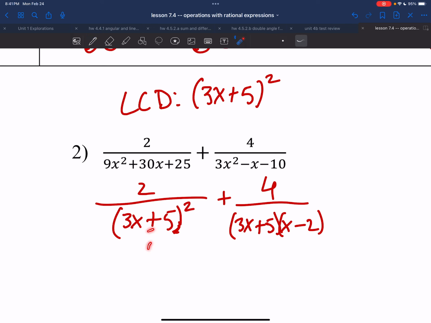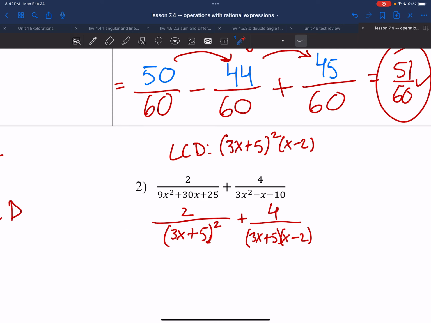Now I've got this one. Now I move to the other denominator. Whatever my LCD is, it needs to be divisible by 3x plus 5 and x minus 2. Well, I don't have an x minus 2 factor at all, so I'm going to put that there. But this 3x plus 5, well, it's kind of covered by that 3x plus 5 squared. That square implies that there's 2 of those, and this factor only occurs 1 time, so I don't need another, right? I don't need any more. It's good.